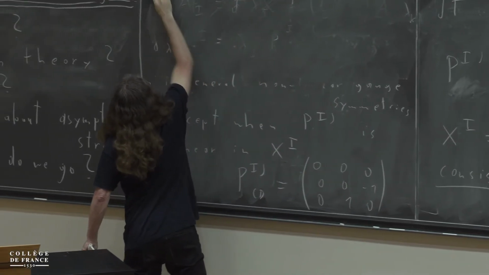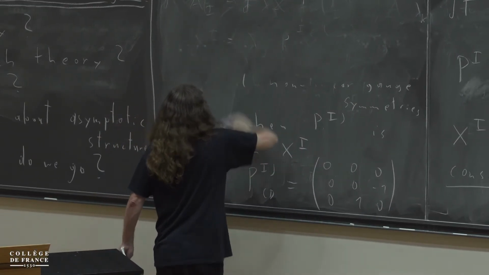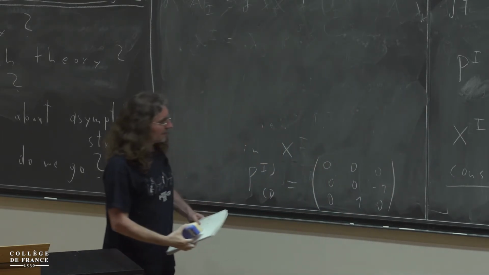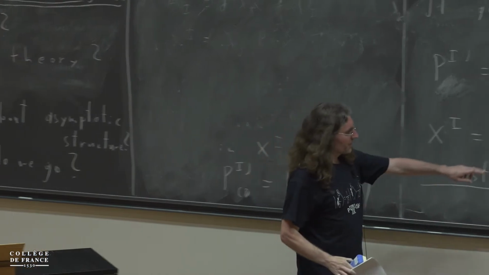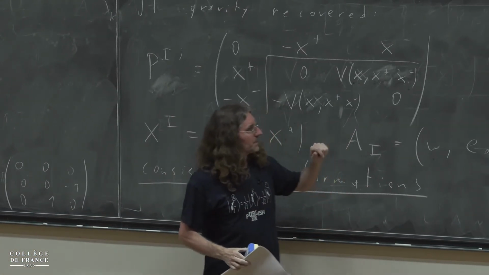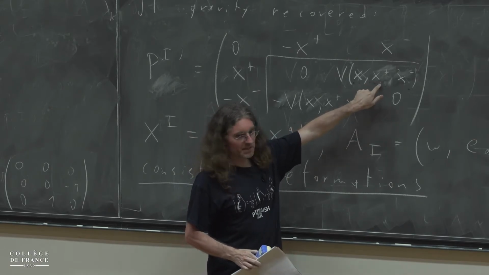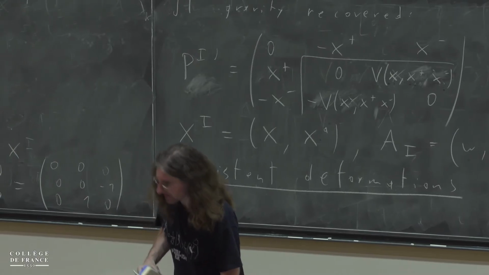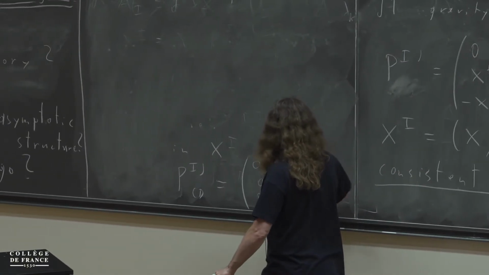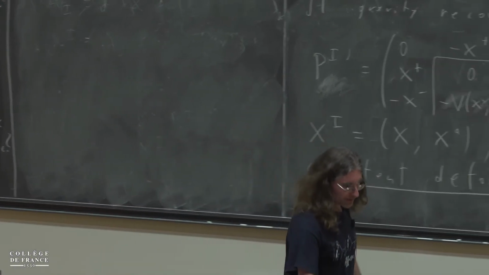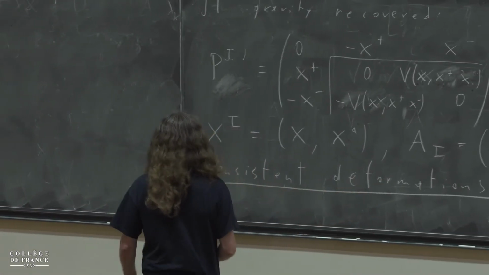And now you can eliminate again these auxiliary fields XA and the spin connection. The calculation is a bit more complicated if this depends on x plus and x minus, but it's still straightforward. It's part of the second exercise, so I'll not do this on the blackboard. But the outcome of this calculation is that you recover precisely the action that I've shown to you.